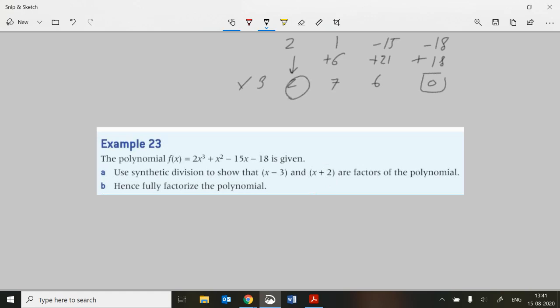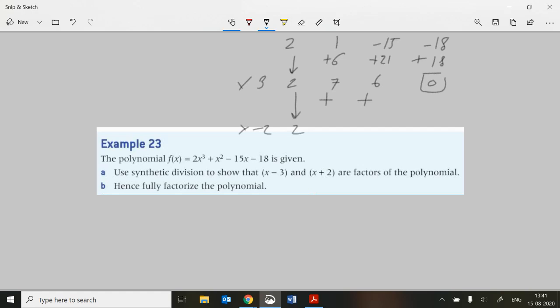This is really 2x squared, 7x, and 6. That's our quotient. So we're going to divide our quotient now by the x plus 2. So I'm going to just put down a plus and a plus there. I'm going to put down a minus times by minus 2 here. I'm going to bring the first number down again. So I've got 2 there.